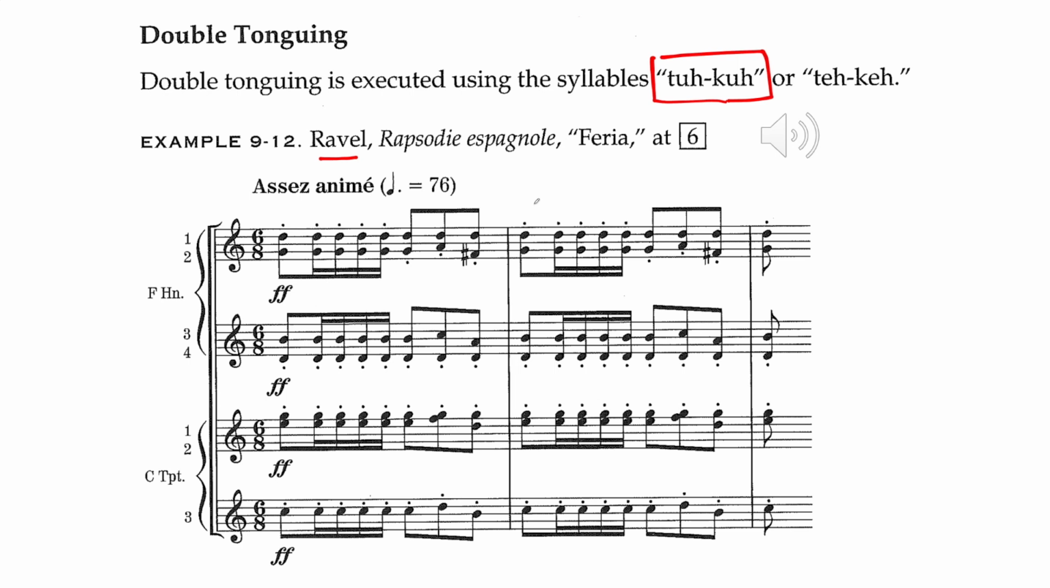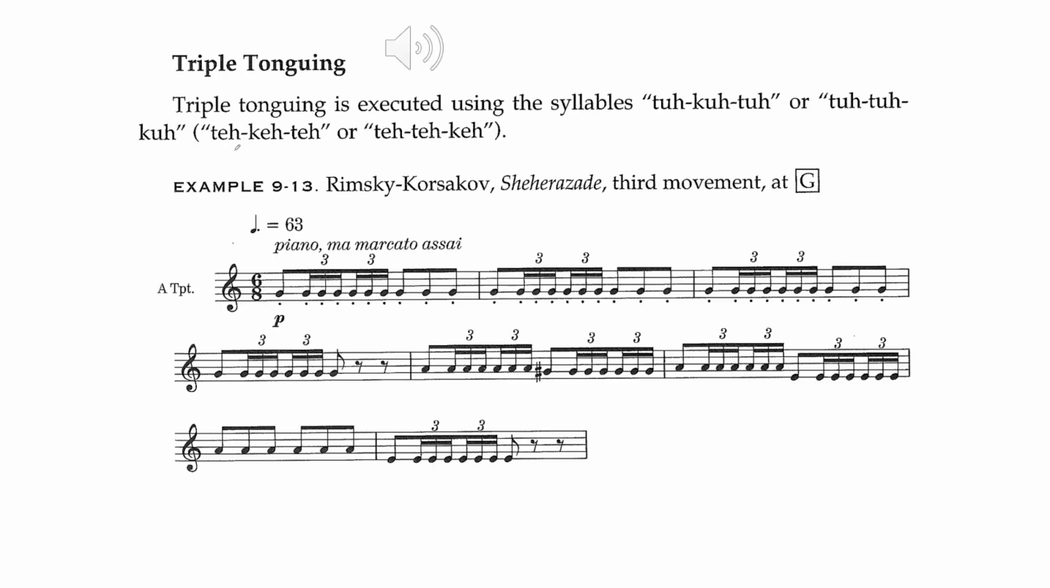This could also be played through single tonguing, of course, because the tempo is not extremely fast. We have also triple tonguing. It is produced through the syllables tukutu or tutuku or tekete or teteke. Let's listen to it. The excerpt is from Rimsky-Korsakov's Scheherazade.